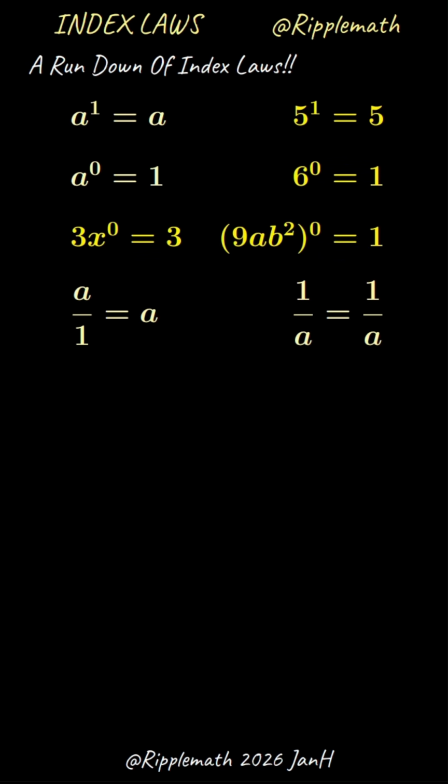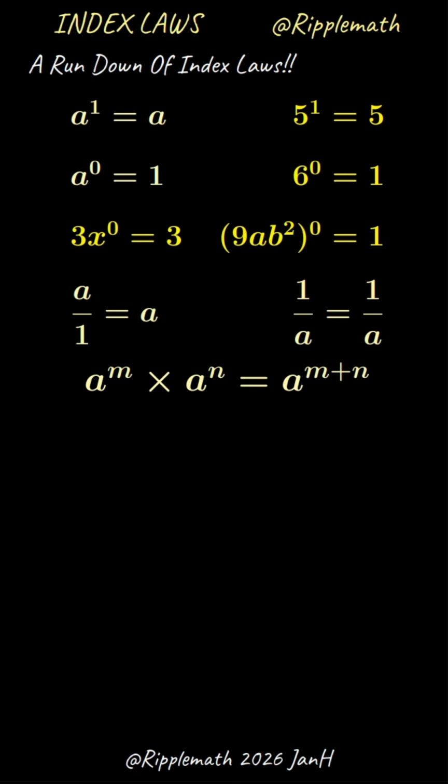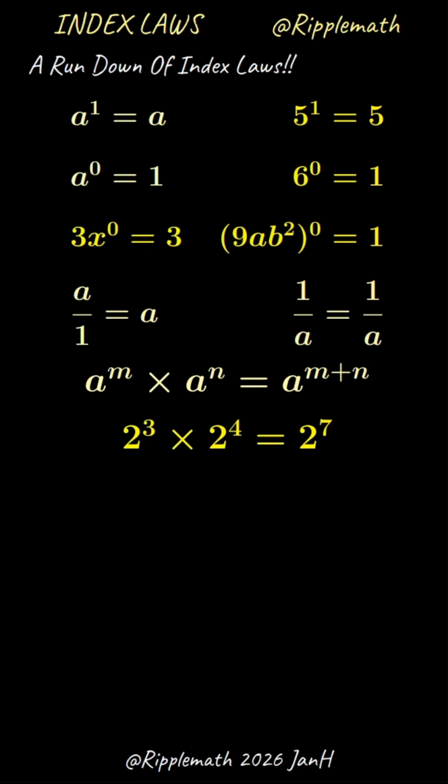Okay, A over 1 equals A. 1 over A is 1 over A. It's not equal to A. A to the m times A to the n is A to the m plus n. So 2 cubed times 2 to the 4 is 2 to the 7. 3 plus 4 is 7.